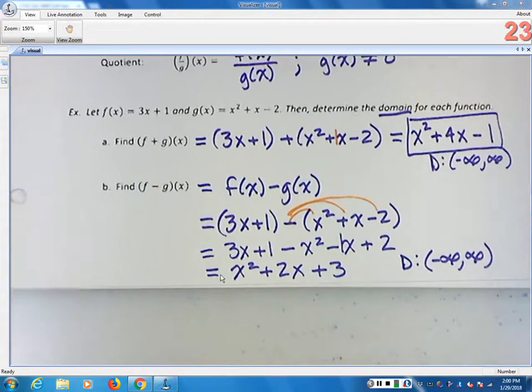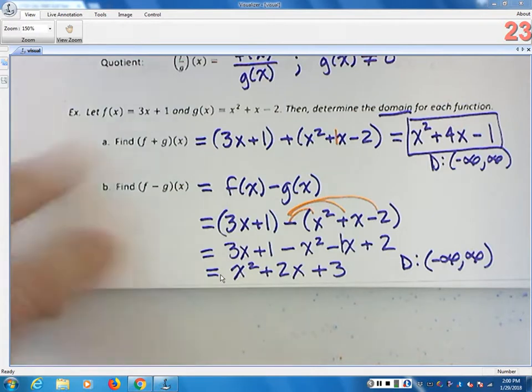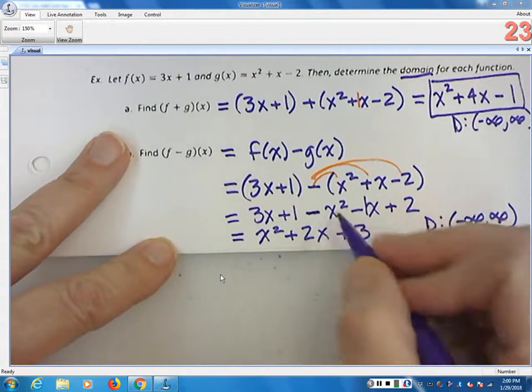Yes? Carry the negative one with the x squared? What, Carrie, did I mess up? No, I'm just asking. It says negative x squared, but then at the bottom it says just x squared. Oh, I messed up. Okay. Negative x squared, yes.